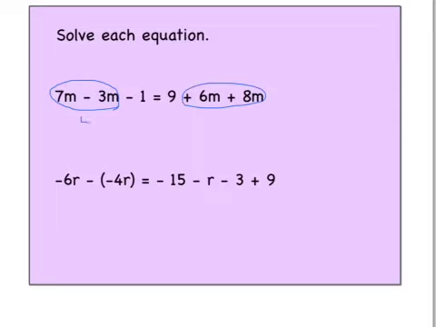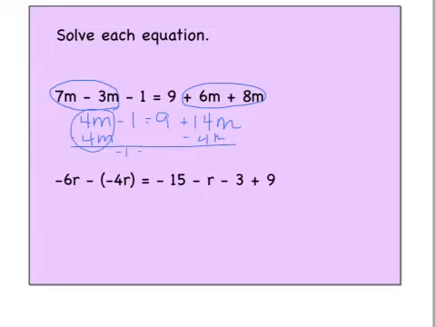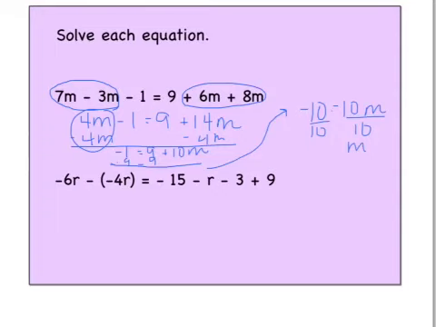So we've got 4m minus 1 equals 9 plus 14m. We can take away 4m's from each side. We're left with negative 1 equals 9 plus 10m. Take away 9 from each side. I'm going to bring it over here so we have a little bit more room. It's going to be negative 10 equals 10m. Divide by 10. And m equals negative 1.